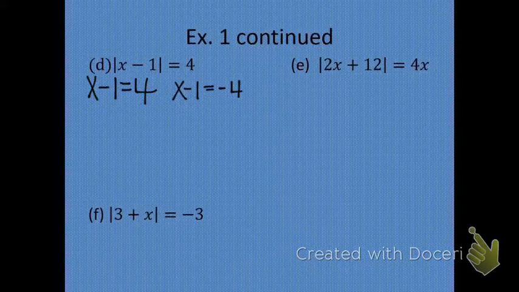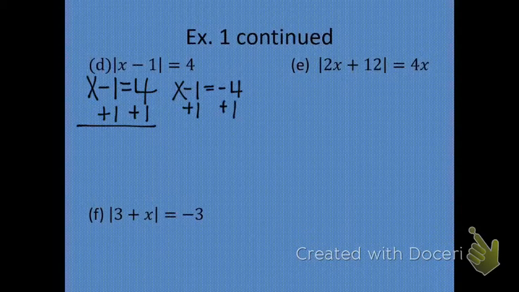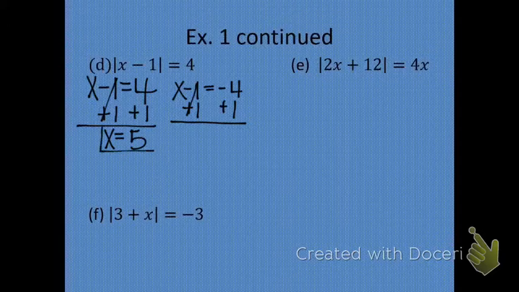How do we get x by itself in the first equation? We add 1, all right? And if you look at the second equation, it's the same thing. You're adding 1. So you can work these separately if you'd like, or you can work them at the same time to speed up the process. The negative 1 plus 1 cancels, so we're left with x equals what in the first equation? 5. 4 plus 1 is 5.